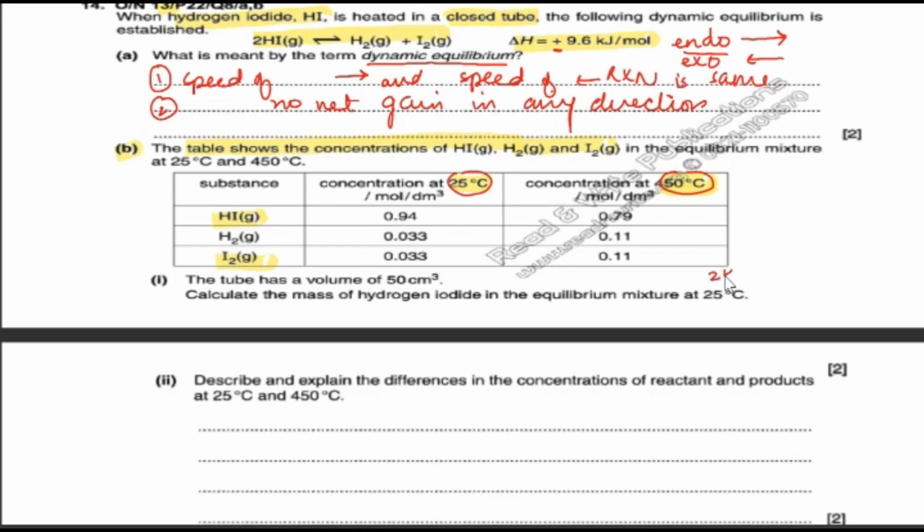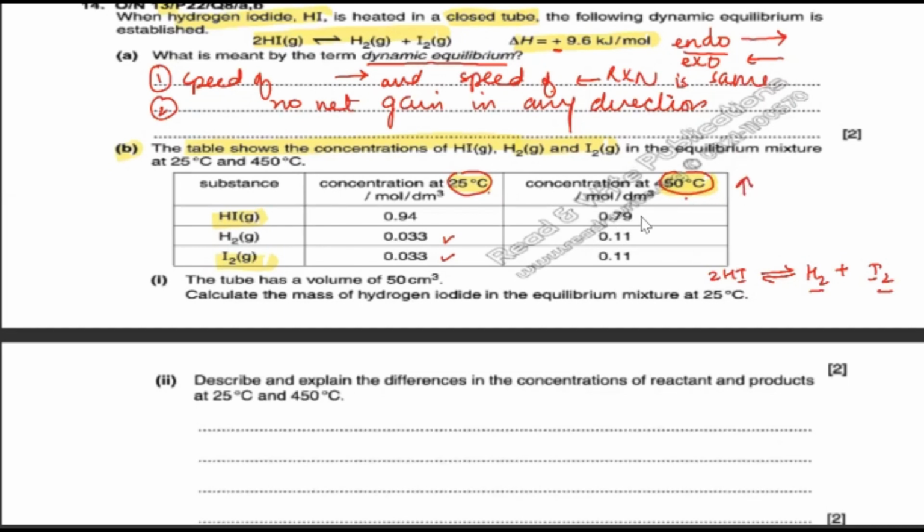So 2HI is giving you hydrogen plus I2. Initially we'll start with the reactant. 0.94 at 25 degrees Celsius is giving me the same concentration of hydrogen and the same concentration of iodine at 25 degrees Celsius. At 450 degrees Celsius, what happens here?